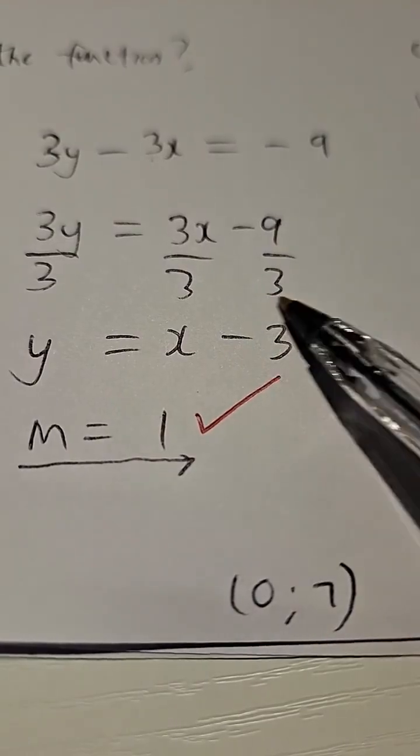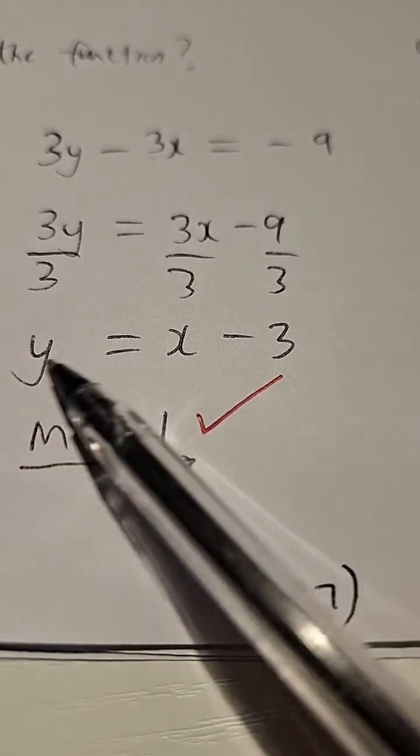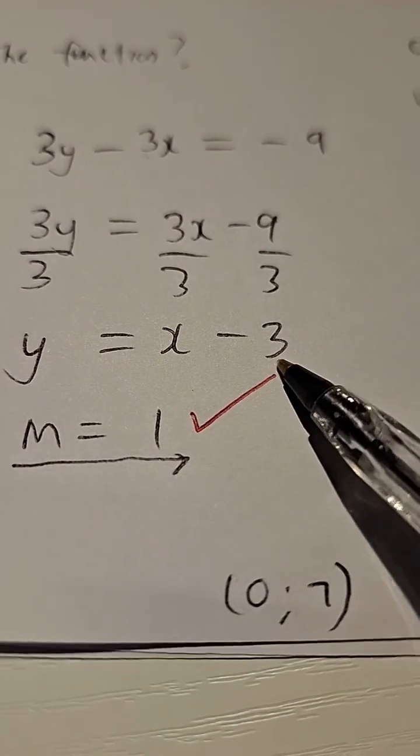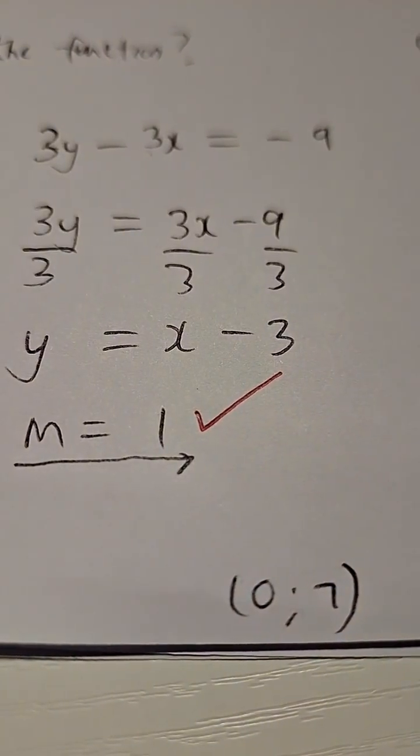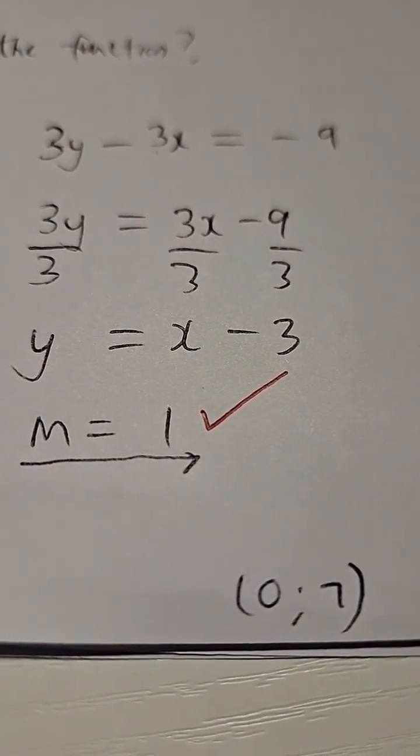Coordinates of the y-intercept here, guys. Coordinates of the y-intercept for y is equal to x minus 3. Navigator there coming in and answering first. Thank you so much.